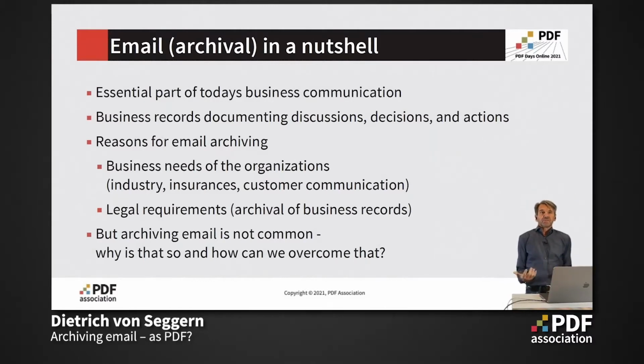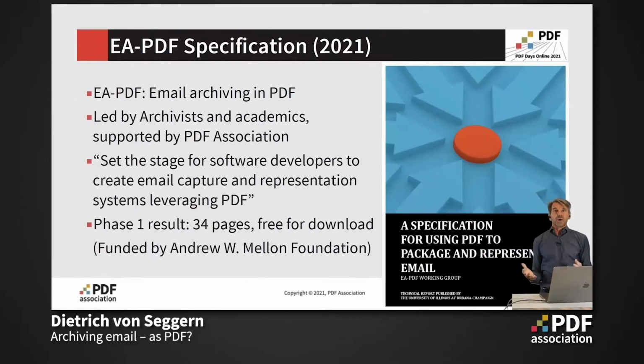And there are, for that reason, many reasons to archive it. So there are business needs of organizations, industries, our customers, mostly insurances, banks, use our technology to archive emails so that everybody, not just the one who has received an email or sent it, has access to it. And then there are also legal requirements. But in reality, archiving email is not common. Many companies don't archive email. Why is that so, and how can we overcome it? These are the major questions that I want to answer in my session today. Try to answer at least.